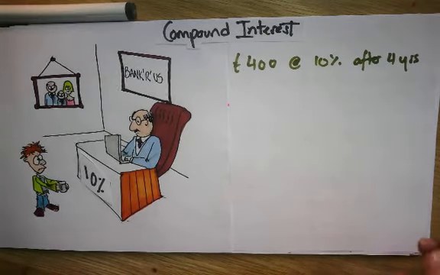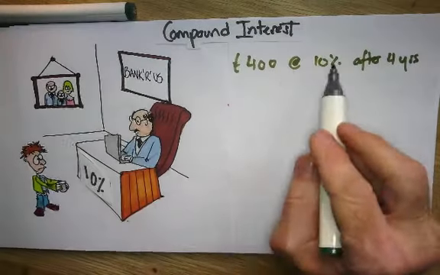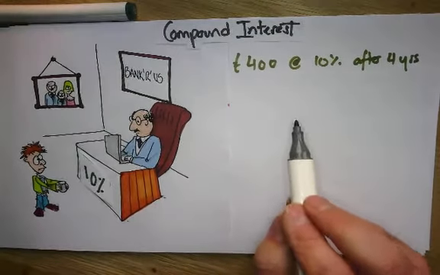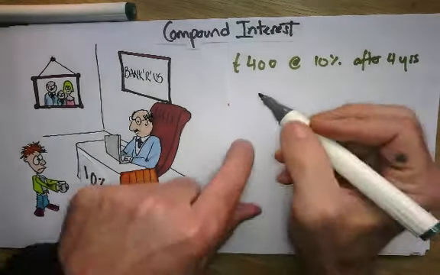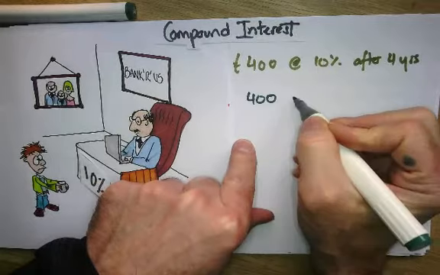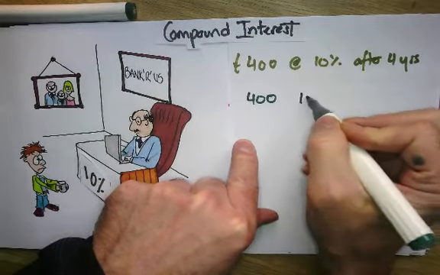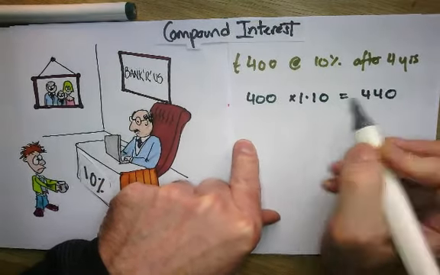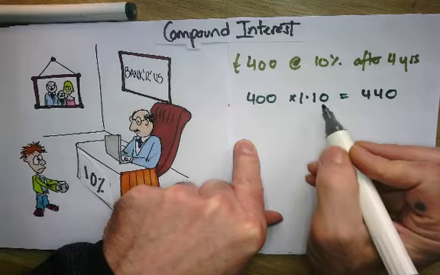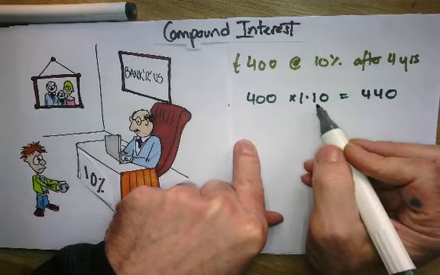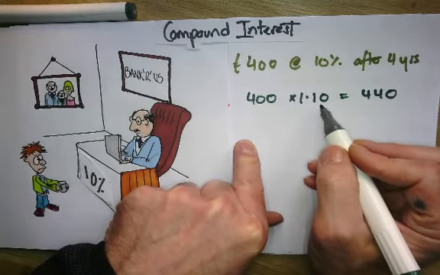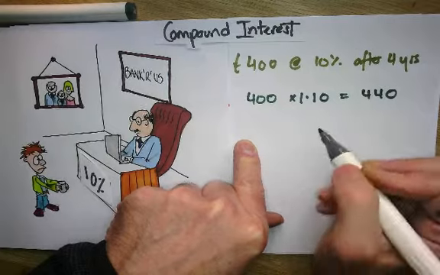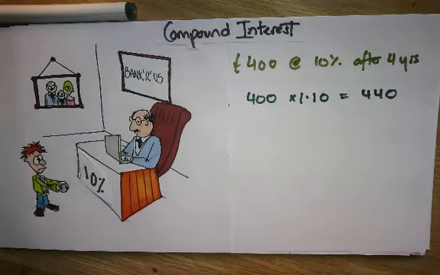Well, it's not like simple, which would simply be 10% of 400 times by 4. No, it's compound. What it means is he puts the original amount in, and after 1 year, he gets 440. Now, how have I done that? That's called a multiplier. Check out the video on multipliers. But that's an increase of 10%, and that's 1.1. So that's how much money he gets after year 1.